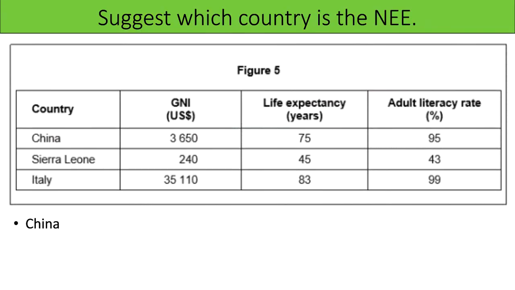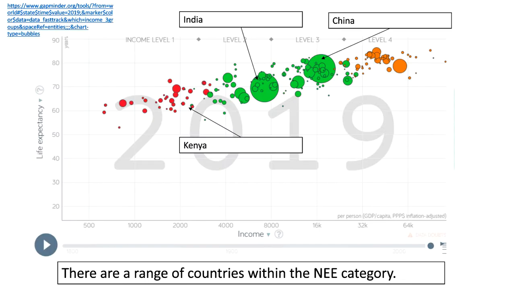On this table, China is the NEE, and we know that because it has a higher GNI than Sierra Leone. Sierra Leone's GNI is very low, so that suggests it's a low-income country. China also has a higher life expectancy, but it's not as high as Italy. And it's got a very high adult literacy rate, again much higher than Sierra Leone and almost as high as Italy. There is a range of countries within the NEE category.